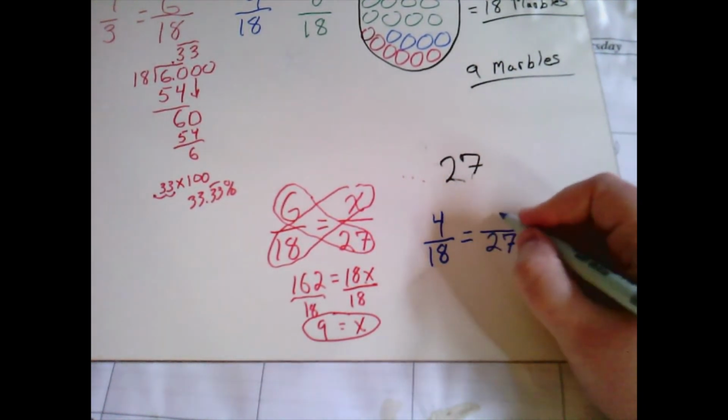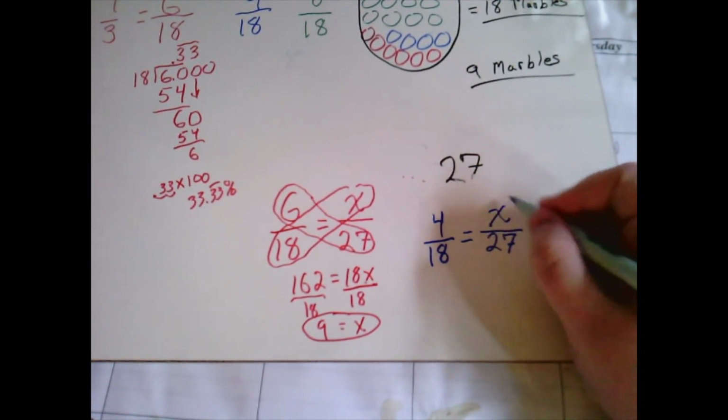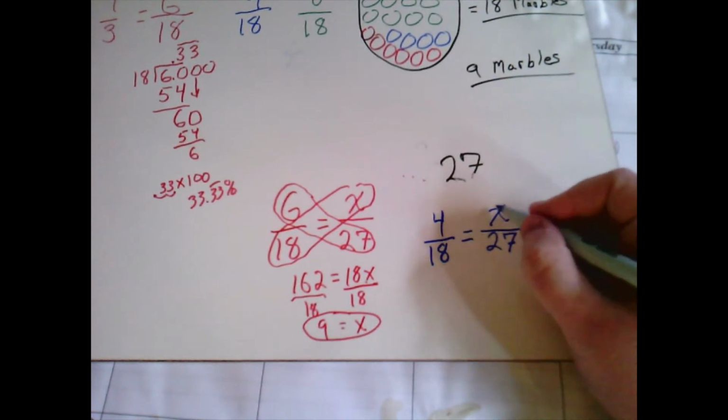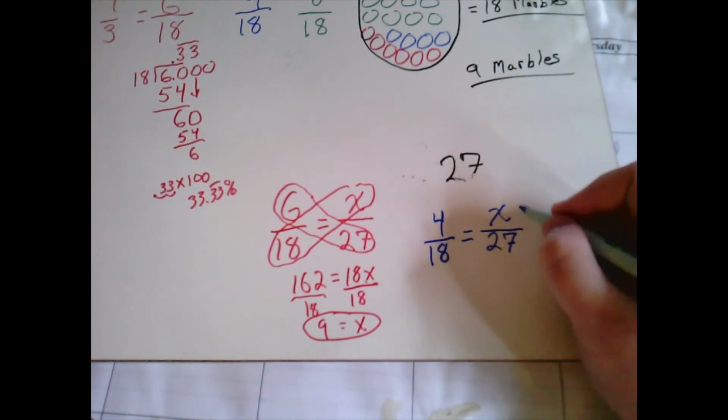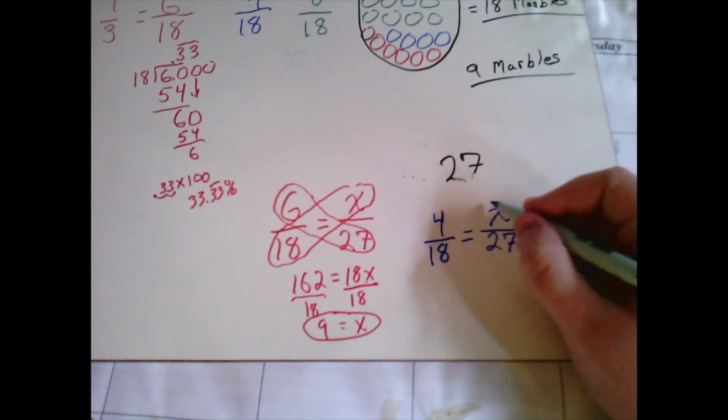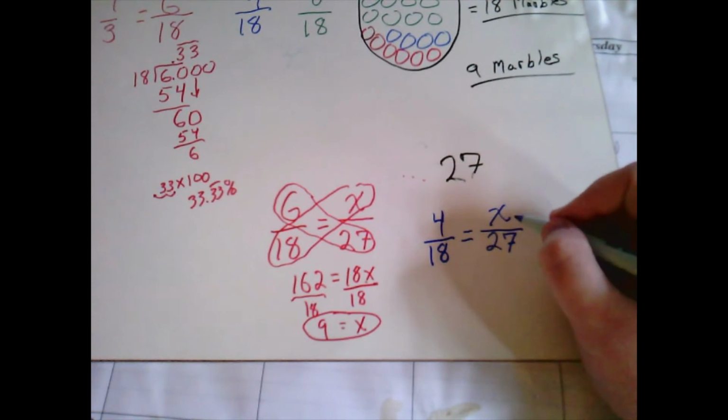How many of them? How many of them do there need to be? We're going to call that x. That's a variable. We're going to call it an unknown. You could write a question mark here. You could write a square. You could write a triangle. You could put any symbol you want here just to represent this unknown that we're trying to figure out.